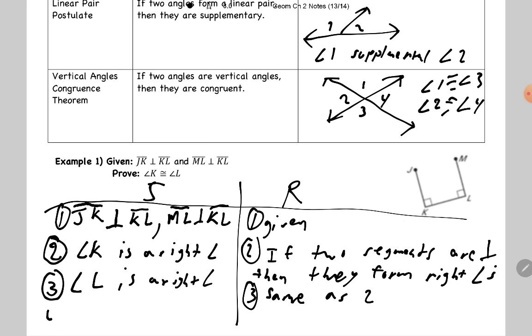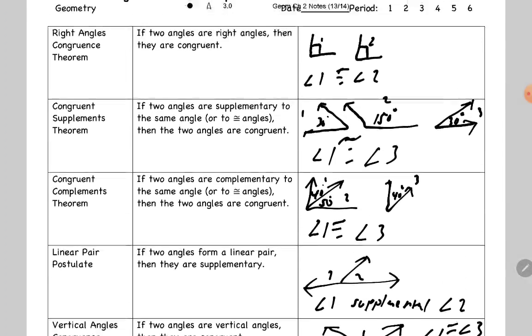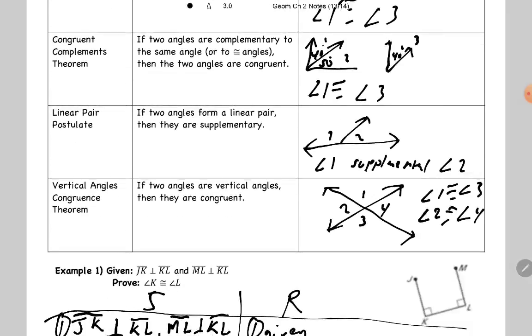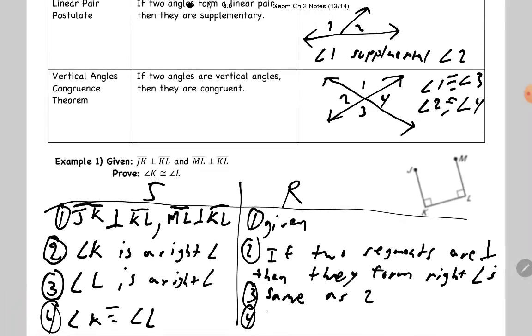And then lastly, angle K is congruent to angle L. Why? Because of that thing up there that we just learned about. And what's it called? Right angles congruence theorem. Or you can say if 2 angles are right, then they are congruent.